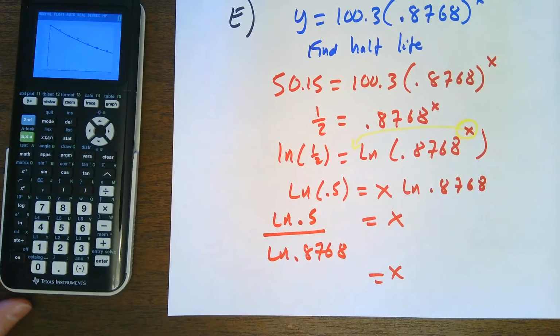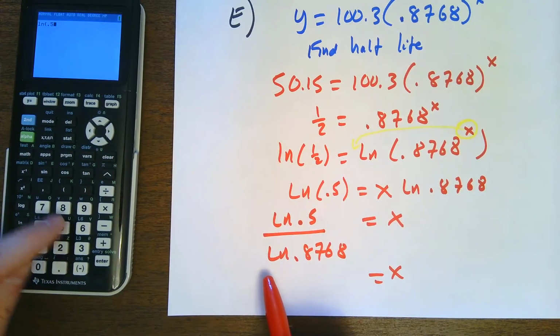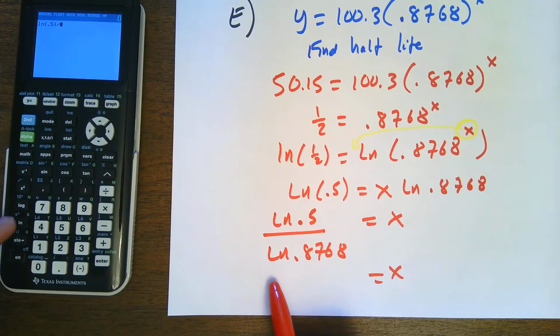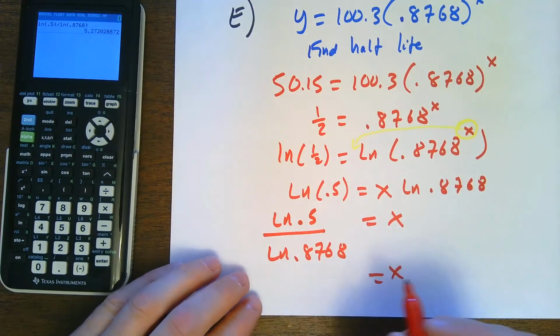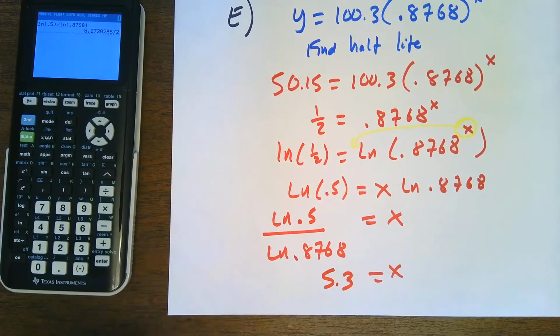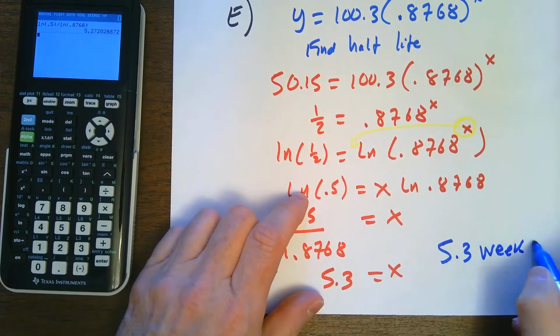All right, on the calculator now. The natural log of 0.5, close parentheses, divided by the natural log of 0.8768, close parentheses, equals, and I'm getting 5.27, I'm going to say 5.3. 5.3 what? That's the half-life, the amount of time it takes to get half of the material. But that's time. What was the unit of time that we're studying here? Weeks. So my final answer, the half-life, is going to be 5.3 weeks.